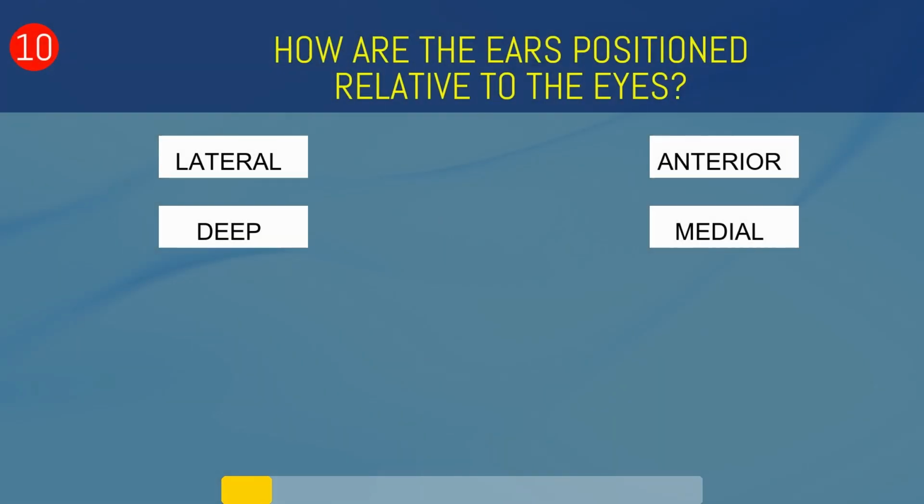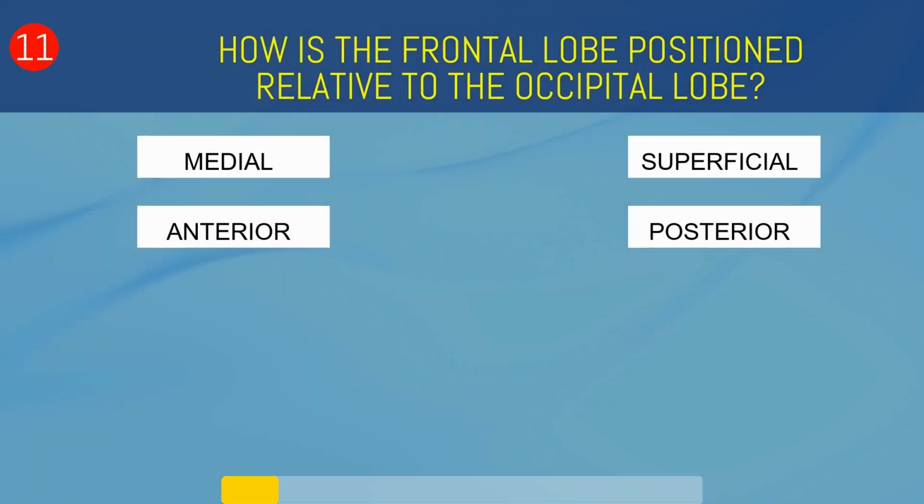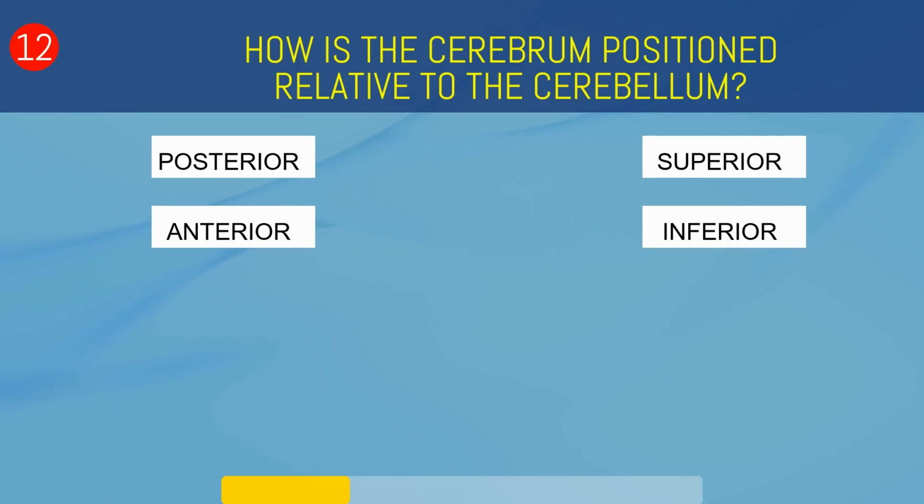Superior. How are the ears positioned relative to the eyes? Lateral, deep, anterior, or medial? Lateral. How is the frontal lobe positioned relative to the occipital lobe? Medial, anterior, superficial, or posterior? Anterior. How is the cerebrum positioned relative to the cerebellum? Posterior, anterior, superior, or inferior?